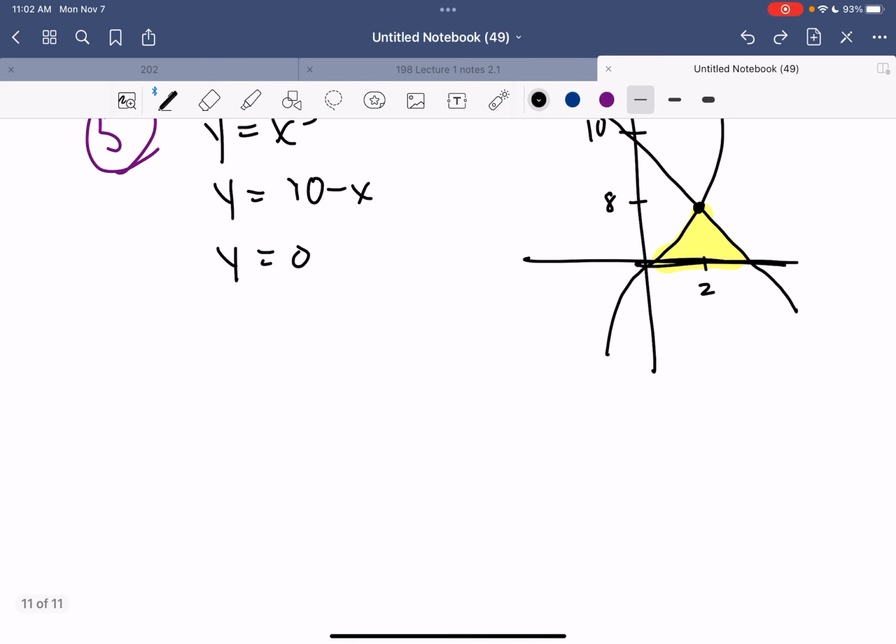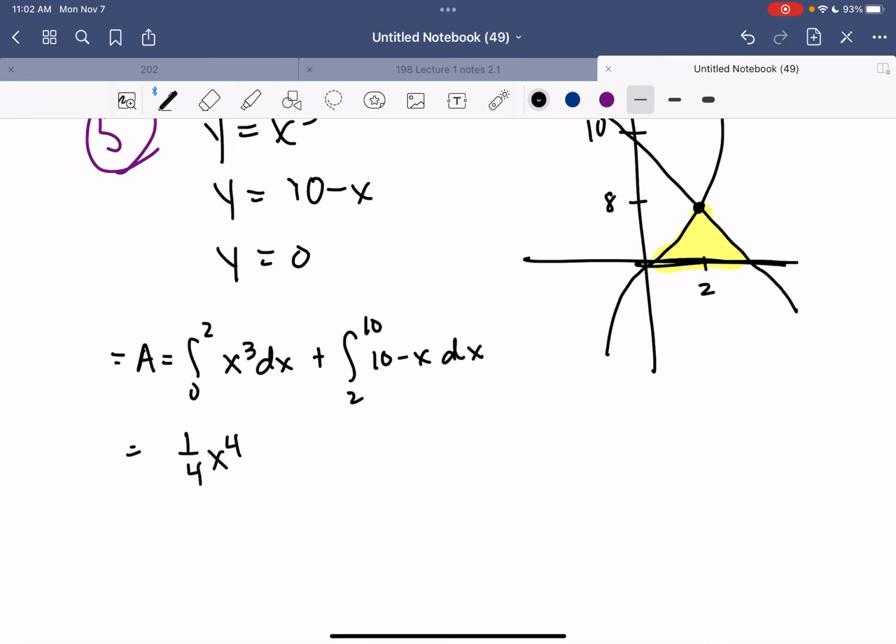So we can say, okay, to find the area, I want the integral from 0 to 2, where it splits, of the function on the left, which is x cubed. And then I'm going to add to that the integral from 2 to 10 of the 10 minus x dx, because that's the line above on the right. And then you can get this value. So this is 1/4 x to the 4th from 0 to 2. And this is 10x minus 1/2 x squared from 2 to 10.